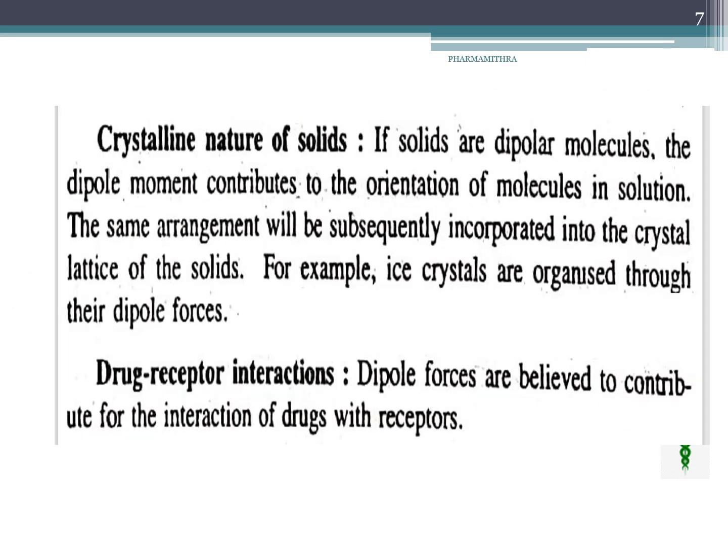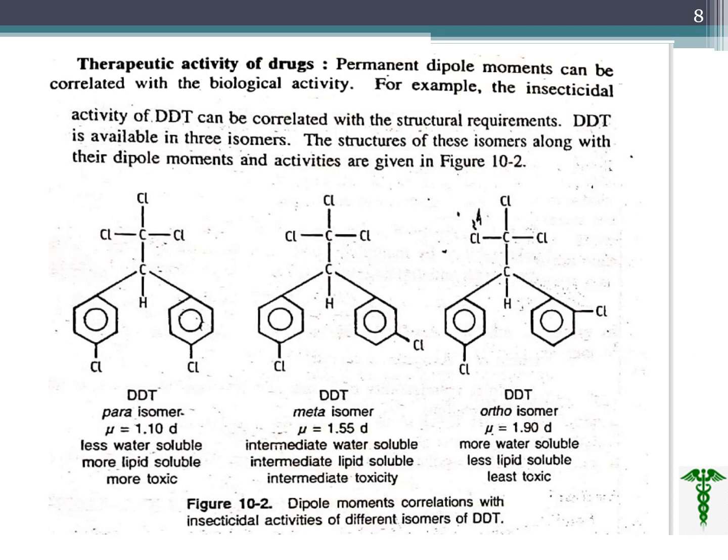Second one is the crystalline nature of solids. For example, if a solid is dipolar, meaning it contains two poles, the dipole moment contributes to the orientation, how the molecules have to orient, and we can see the arrangement in the crystal lattice. For example, ice crystals are organized because of this dipole moment. Third, we can see it in drug receptor interaction. And the fourth application is the therapeutic activity of a drug, where we can also see the influence of dipole moment.